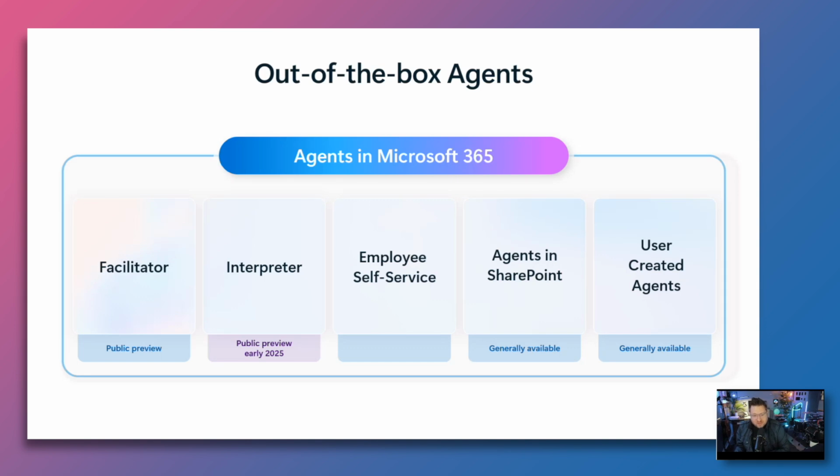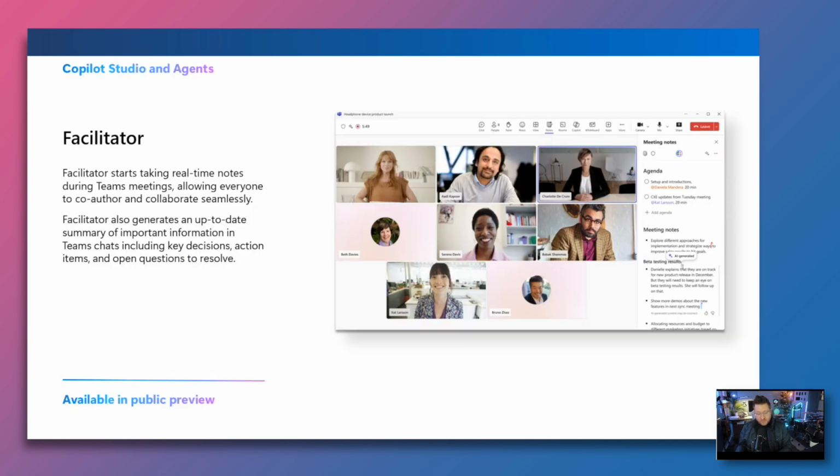All right, so some of the out-of-box agents. These are just to spark some creativity here. We've got the Facilitator, we've got Interpreter, we've got Employee Self-Service. I'm going to dive into each of these different agents. So the Facilitator agent doesn't look like a typical agent that you would go to Copilot and select. This is an agent that is part of Teams.